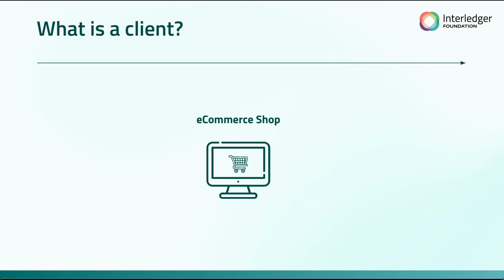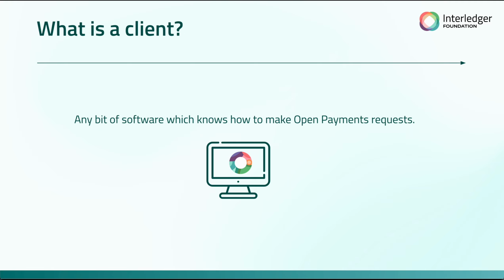So what is a client? In our case, it's an e-commerce shop, right? This is Music Place. You can have multiple clients with different functionality. So maybe there's some sort of financial tracker app which may not necessarily initiate payments, but maybe it does aggregate all the incoming payments and outgoing payments, such that a user can see just an overview of their account. Essentially, any bit of software that knows how to make Open Payments requests is the client.